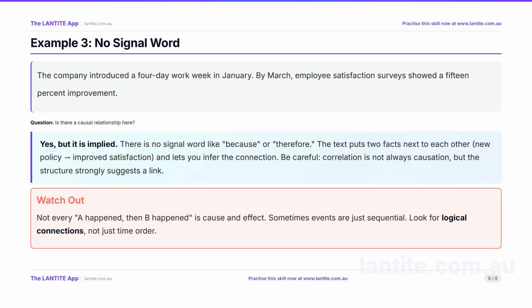Not all cause and effect relationships come with signal words. Sometimes the writer puts 2 facts next to each other and lets you make the connection yourself. Here, the company introduced a 4-day workweek in January. By March, satisfaction improved by 15%. There is no signal word, but the structure strongly implies a causal relationship. However, be careful. Not every A happened then, B happened is cause and effect. Sometimes, events are just sequential with no causal link. Always ask yourself, is there a logical reason why A would cause B? If the connection makes sense, it is probably causal. If not, it might just be coincidence.